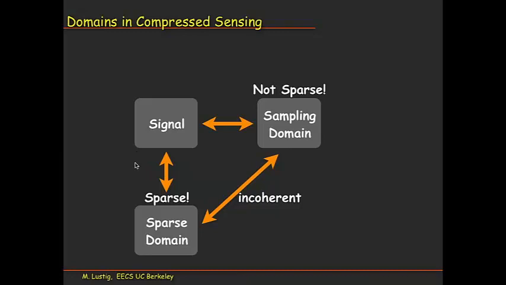Okay, in compressed sensing there are kind of three domains. One is the signal domain, one is the sparse domain, and then the other one is the sampling domain. The sampling domain should never be sparse. It should have the signal distributed all over its space. The signal doesn't have to be sparse, but it should have a sparse representation. And these two have to be incoherent with each other. That means that some sampling over here will create random, noise-like artifacts in that domain.